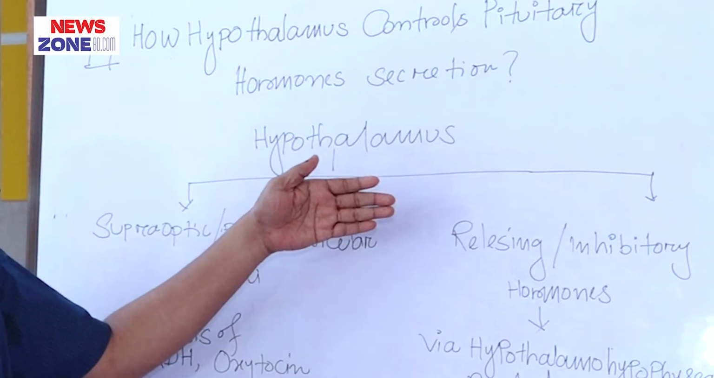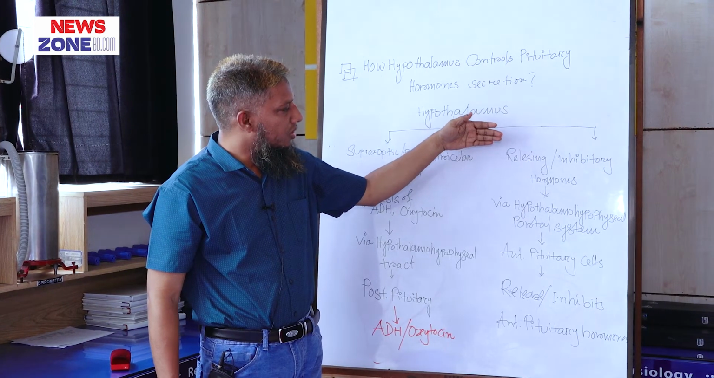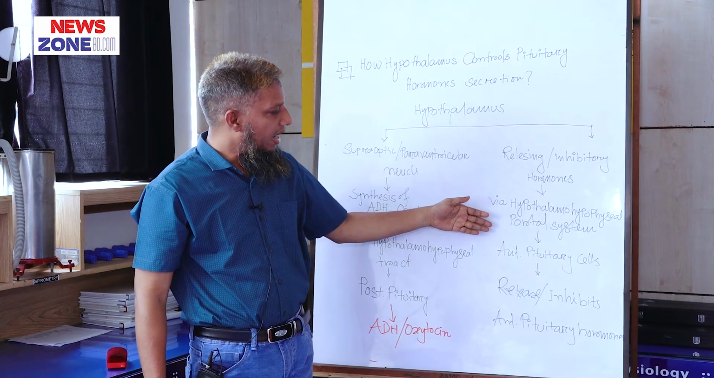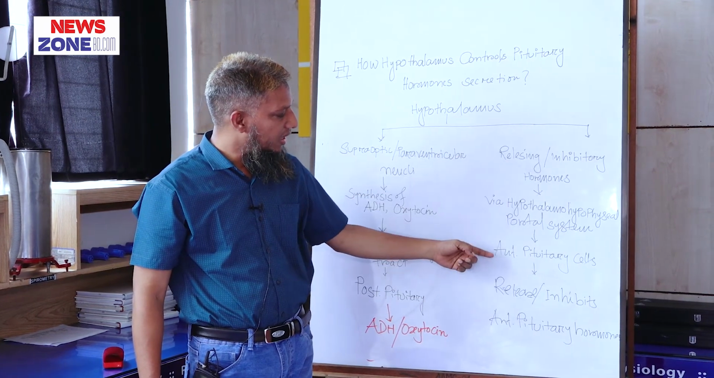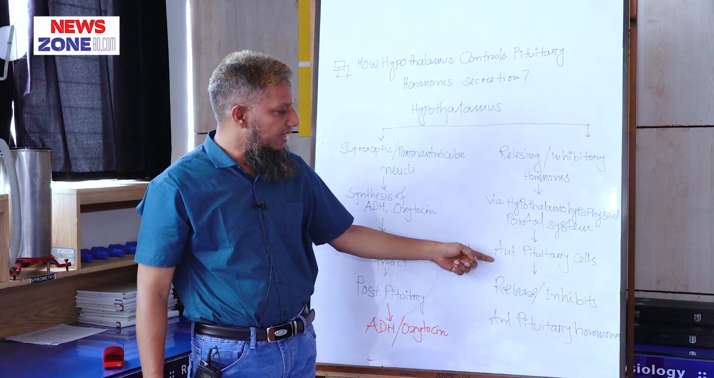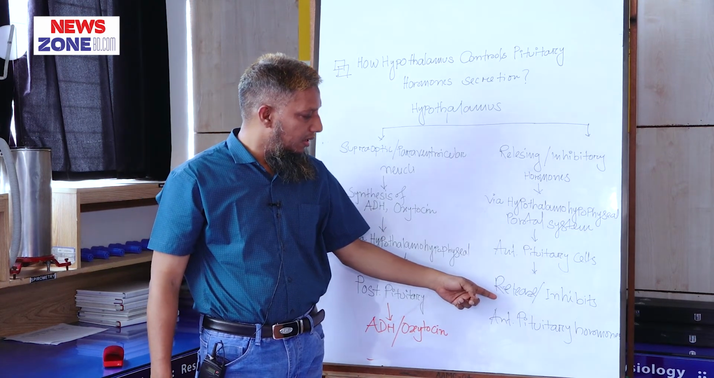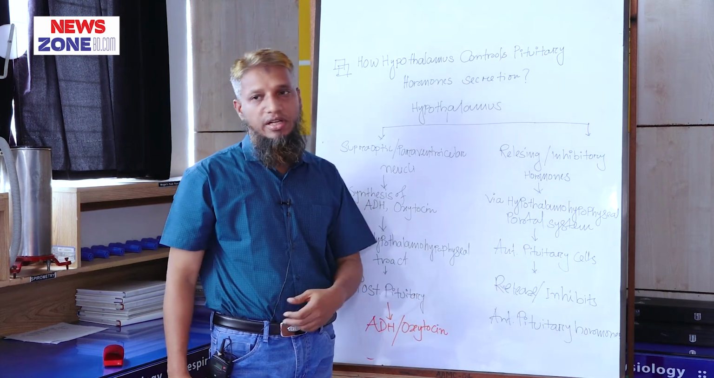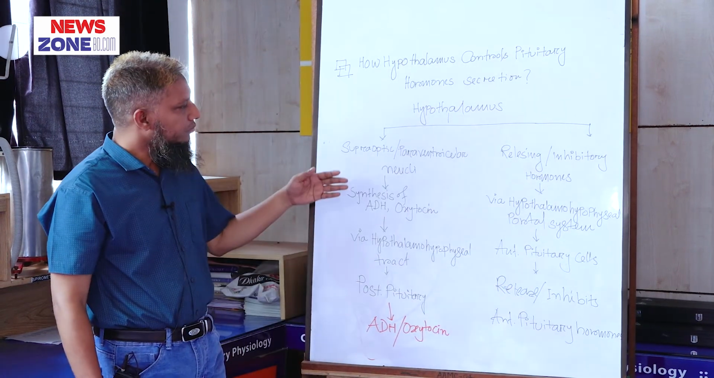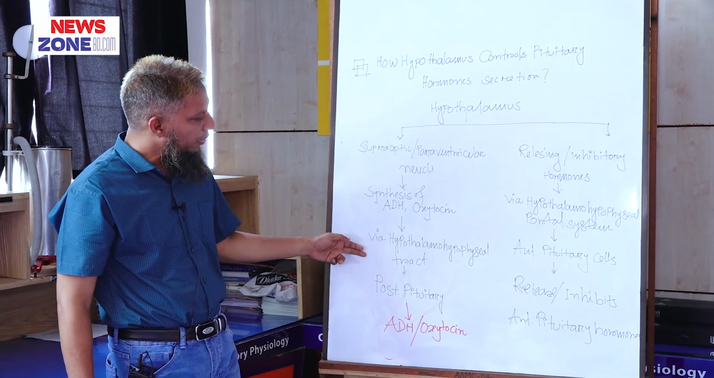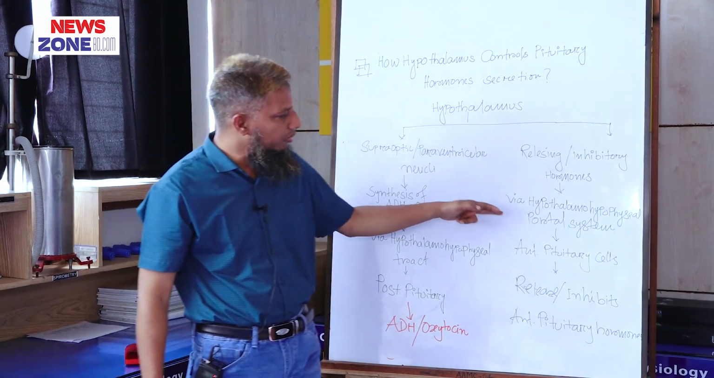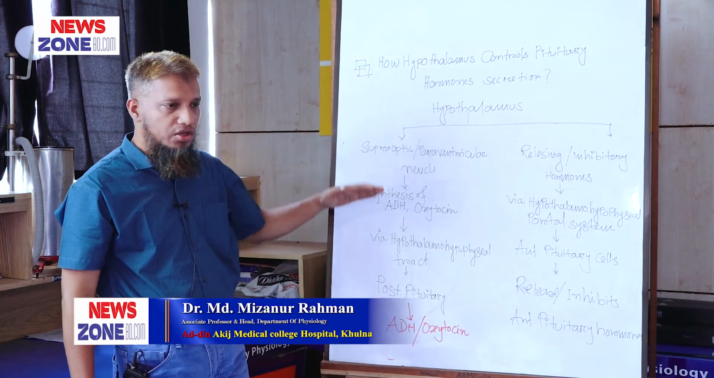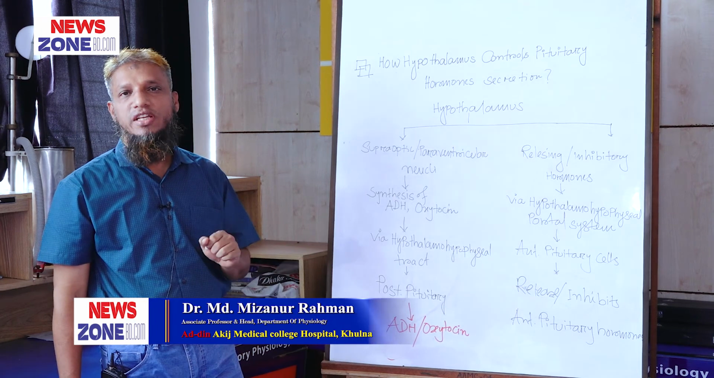So, the anterior portion of the hypothalamus releases some inhibitory hormones or releasing hormones. They come via portal blood vessels, and these releasing or inhibitory hormones act on anterior pituitary cells, and then they may release some hormones or they may inhibit some hormones of the anterior pituitary. By this hypothalamo-hypophyseal tract and hypothalamo-hypophyseal portal system, the hypothalamus controls pituitary hormone secretion.